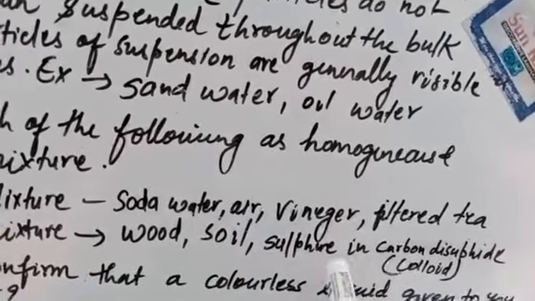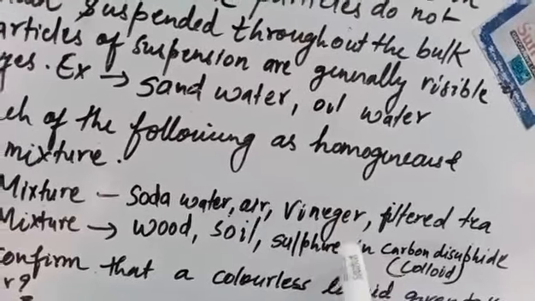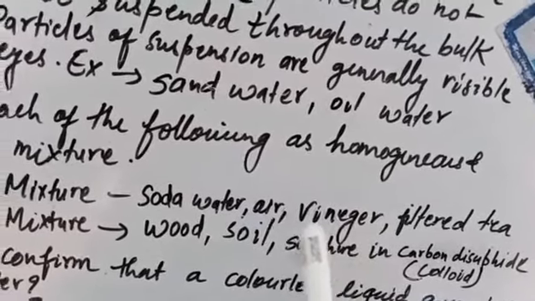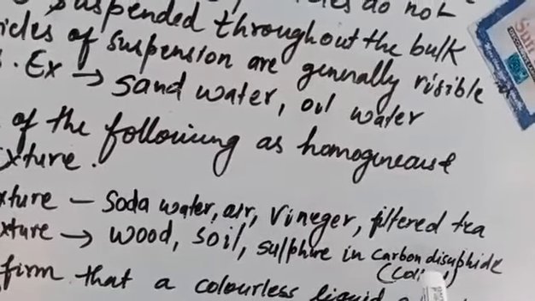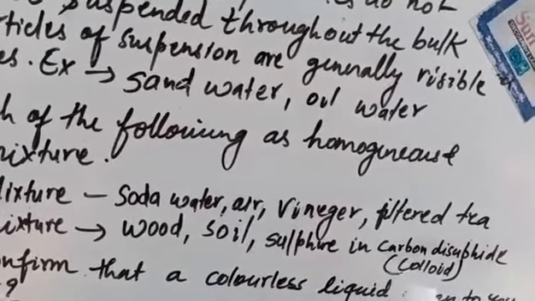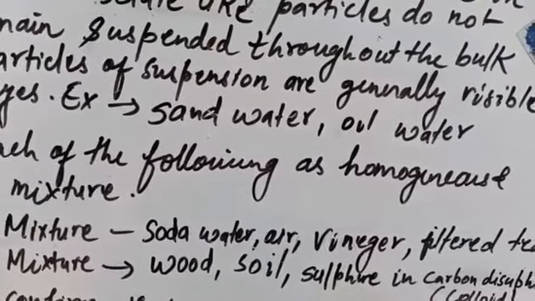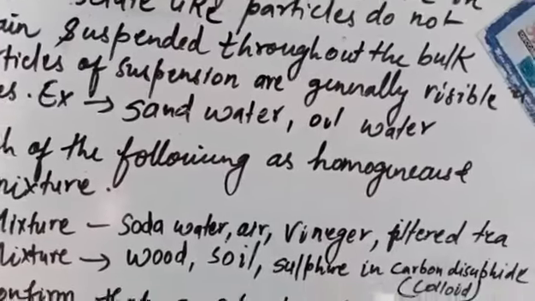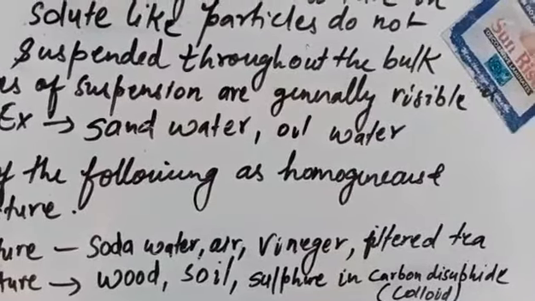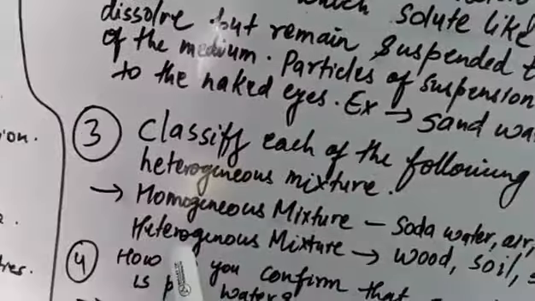That confirms it is not a solution, it is actually a colloid, because here the sulfur seems like it is completely dissolved in the carbon disulfide solvent to give a clear yellow solution, but it is not like that. Here the particles of sulfur are actually spread uniformly throughout the carbon disulfide solvent. So it is actually a colloid. So colloids come under heterogeneous mixture only.